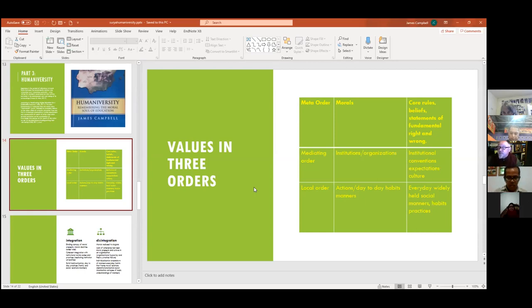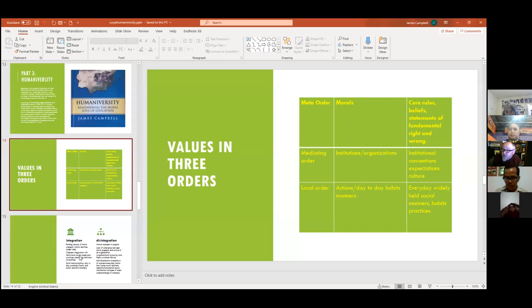So we have to understand the way in which this works in society, if we're to have a discussion about values, irrespective of the traditions in which we want to ground them. I've drawn this table up, which is essentially drawn from sociology. You can see that I put meta order. That's the overarching canopy, if you will: core rules, beliefs, statements, fundamental right and wrong, the sorts of things that people generally feel in a society. Then you've got the mediating order, at the level of institutions or organizations: institutional conventions, expectations and culture. And then what I've called the local order, the day-to-day habits and manners. These are the widely held mores, manners, folkways, to use another theorization, that people use in their day-to-day.